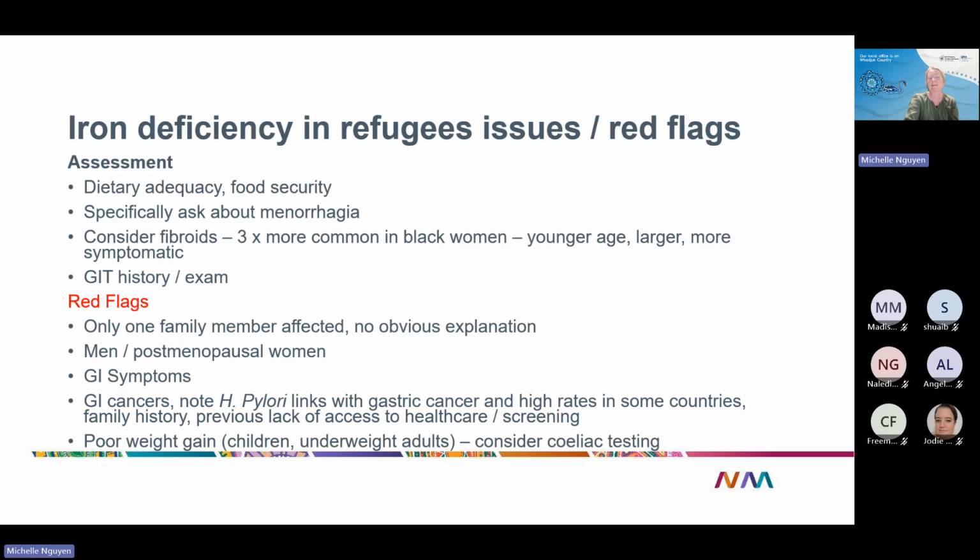And poor weight gain in children and underweight adults is also a flag for celiac testing, because celiac disease prevalence throughout the world, as many of you would know, is quite interesting, quite high in some areas of the world where people are migrating from.